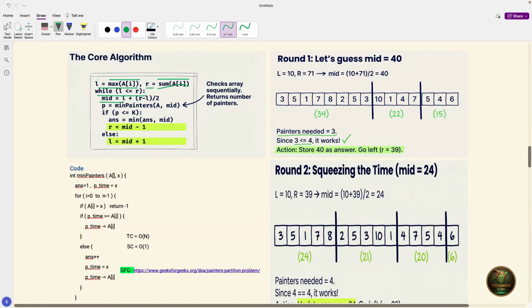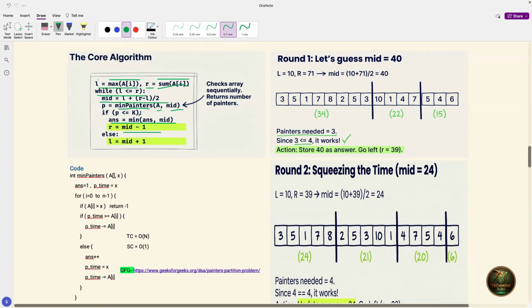So we calculate the mid using our formula L + (R - L) / 2. And here we will call a helper function minPainters, which will take the array as an input and the time. And if min painters needed is less than or equal to k, we will simply update the answer by taking the min of the answer and the mid element, and by moving towards the left side. And when we want to move towards the left side, we will do R = mid - 1. Mid will tell the minimum time which is needed.